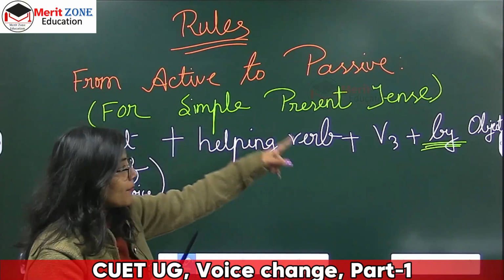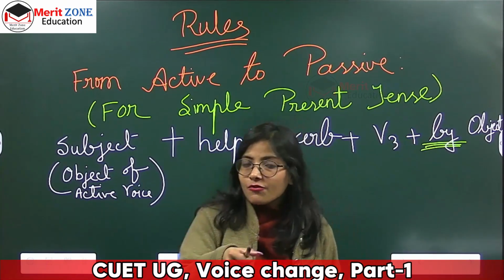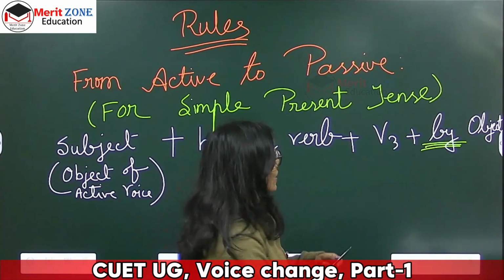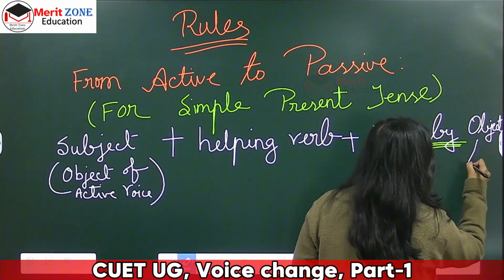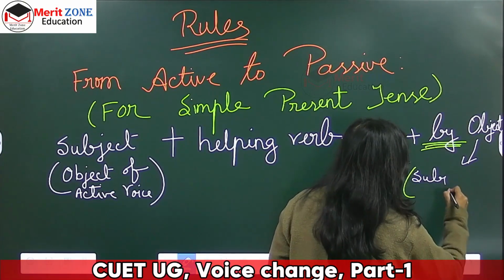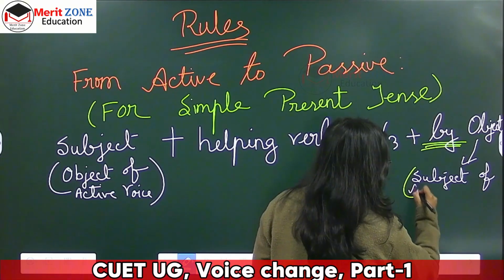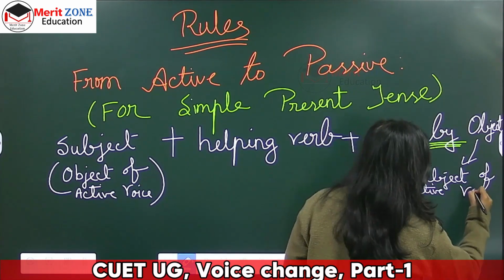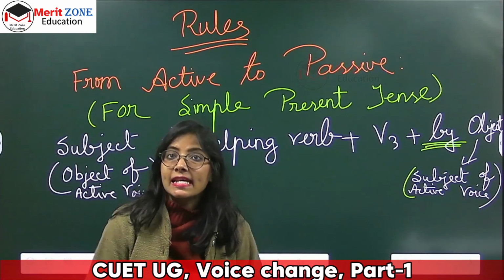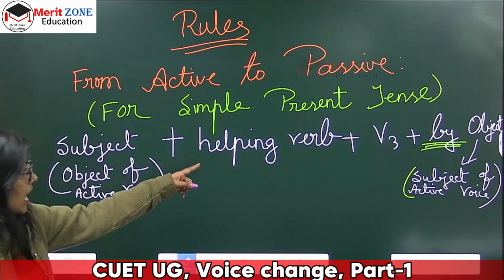So now when I talk about object, as I already told you, who is the object here? The one that was the subject in active voice will come in place of object, right? So therefore this is the subject of active voice. Okay, object means subject of active voice. Now when I talk about this particular rule, what do you have to remember?